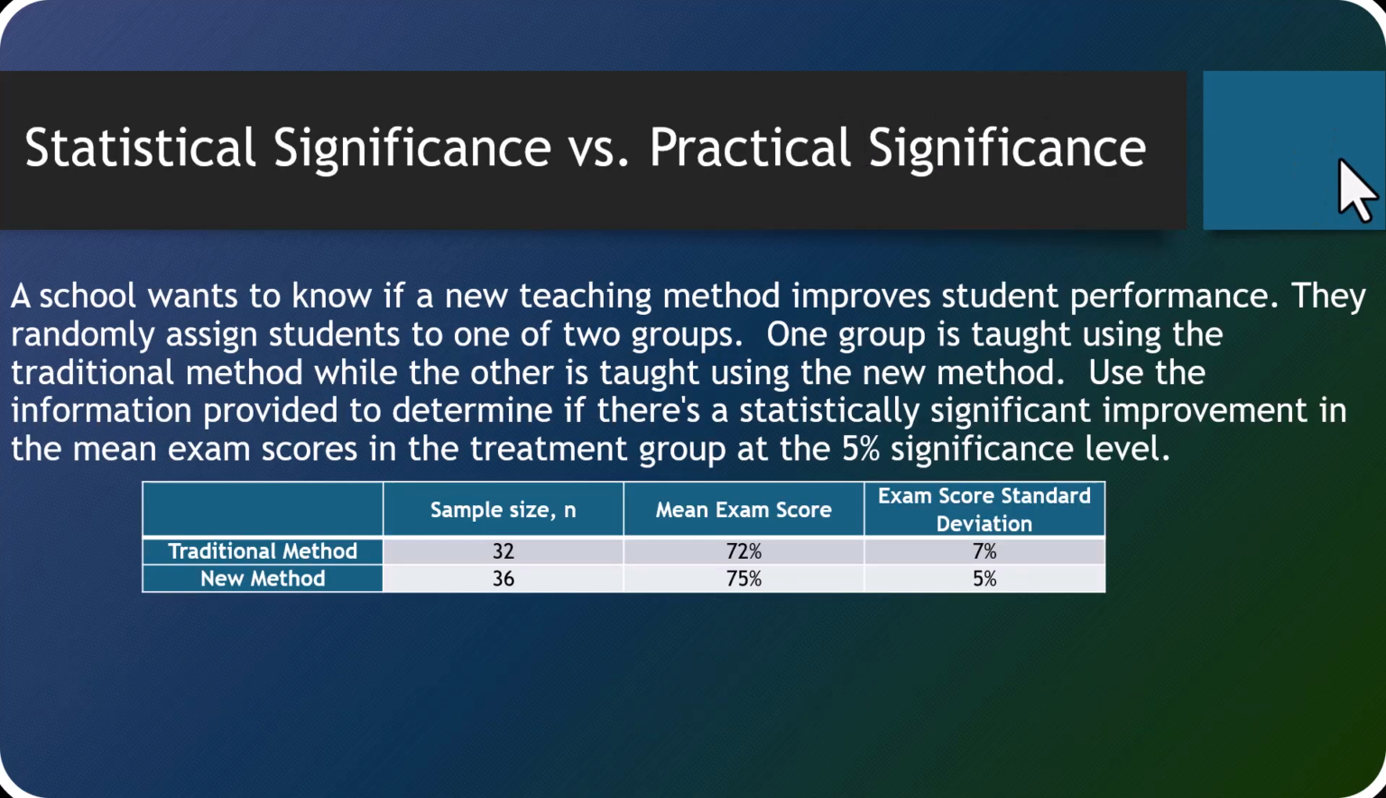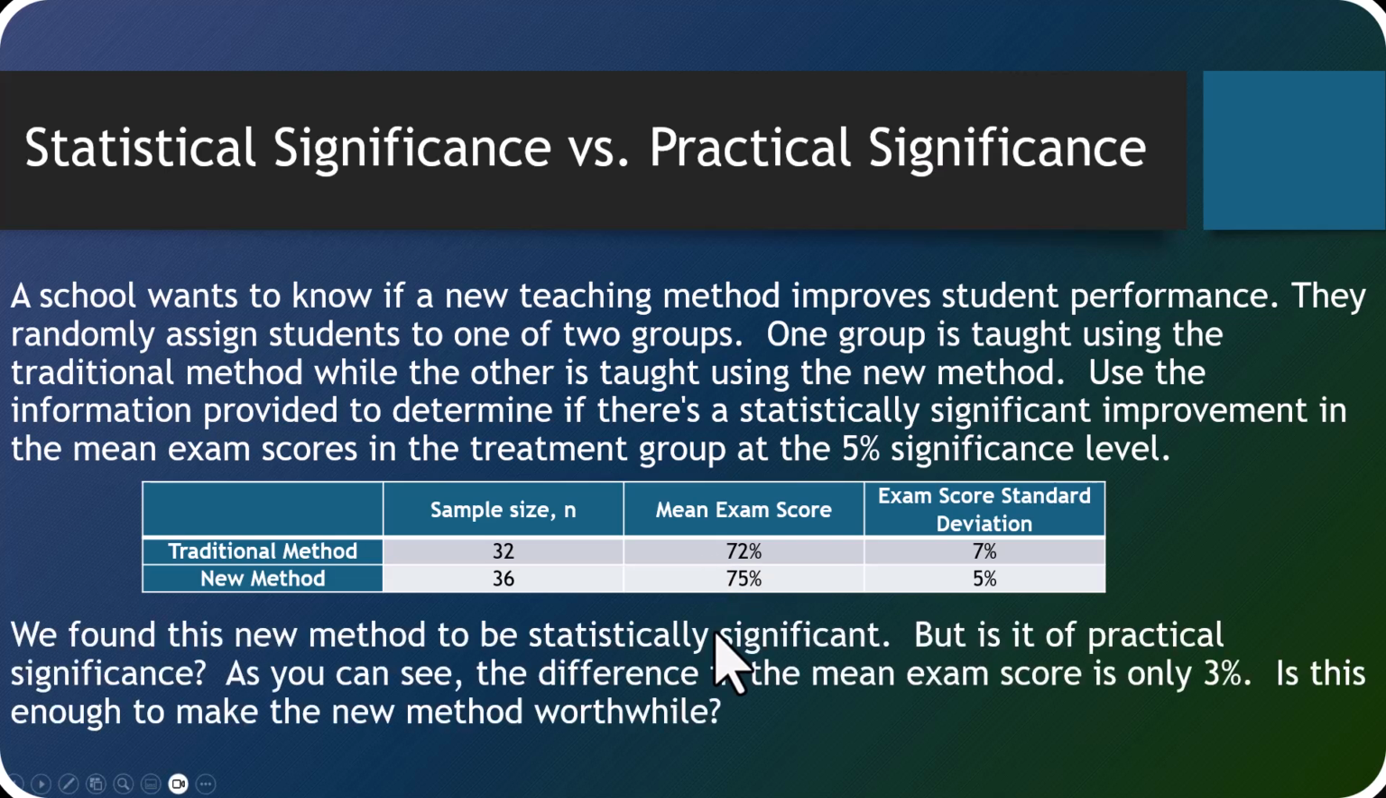Before we wrap up this video, I want to remind you about this idea of statistical significance versus practical significance. We know that on a statistical level, there is a statistically significant difference in these mean exam scores. But look at the difference in the averages. It's 72% versus 75%. That's only a 3% increase. While it might have statistical significance, I want you to think about, is it practically significant? Is it enough to make the new method worthwhile?